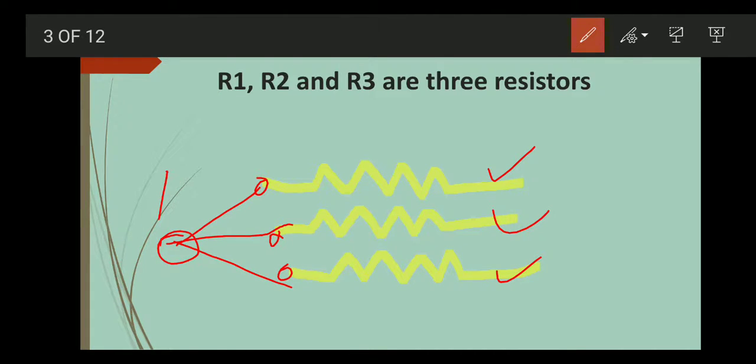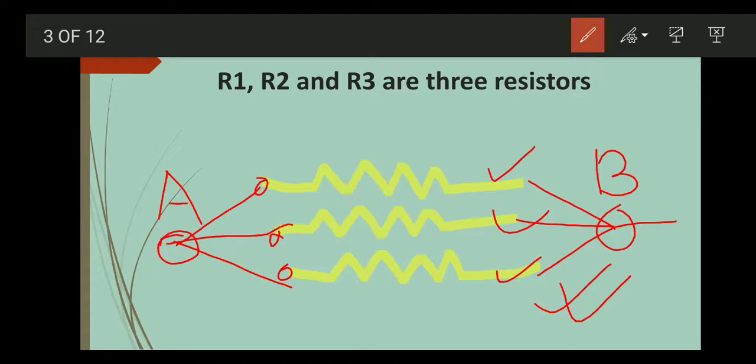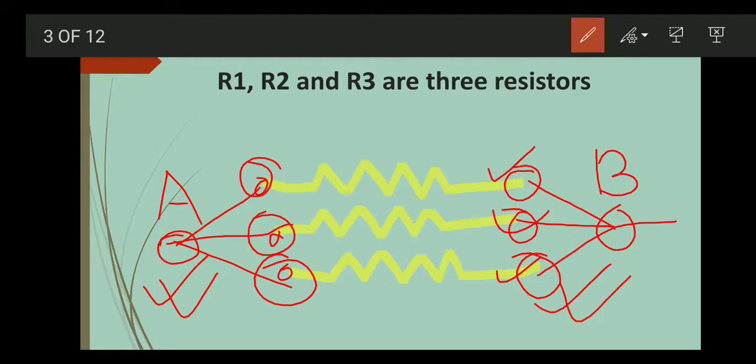Suppose this point is point A. Similarly, the right end of all these three resistors we can connect to another point. Suppose this point is B. So, this is the way we can connect the resistors, and this is known as parallel combination of resistors, in which one end of all the three resistors are connected to one point and the other end of all the three resistors are connected to the other point.